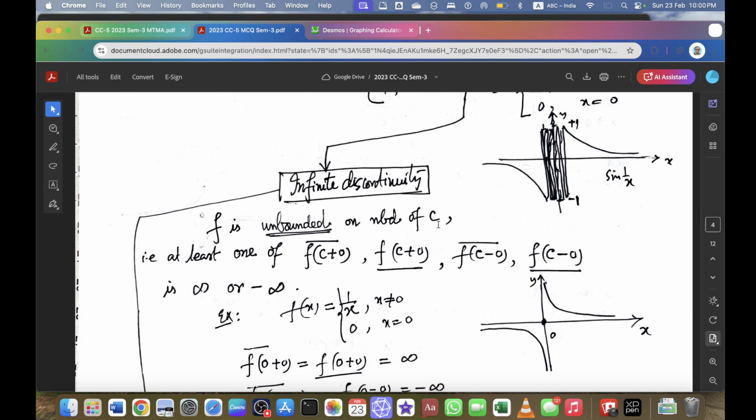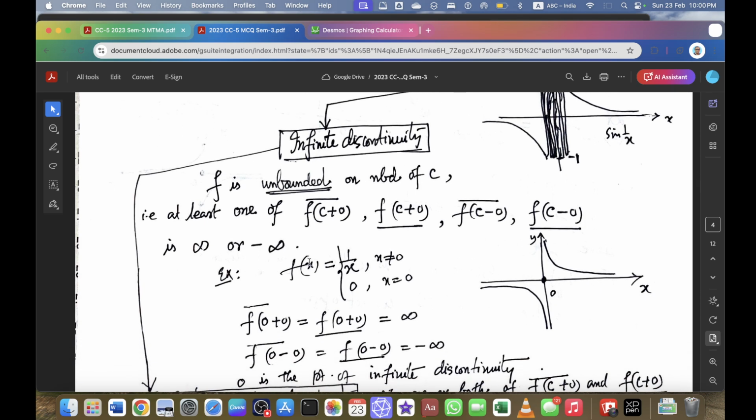Next, infinite discontinuity. If f is unbounded on a neighborhood of c, that is, at least one of the limit superior and limit inferior as x tends to c plus 0, or c minus 0, is infinity or minus infinity.